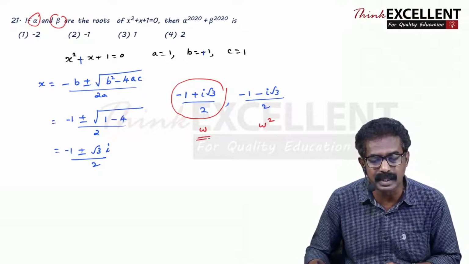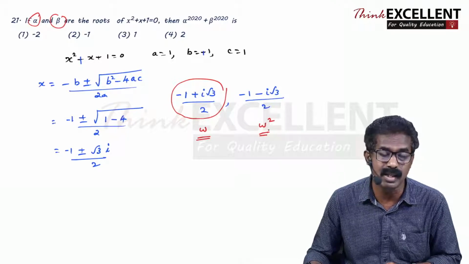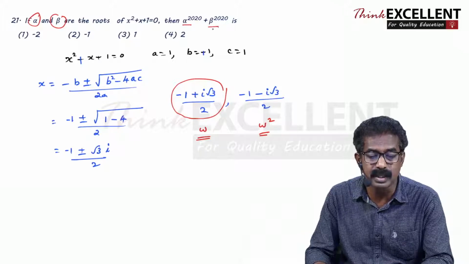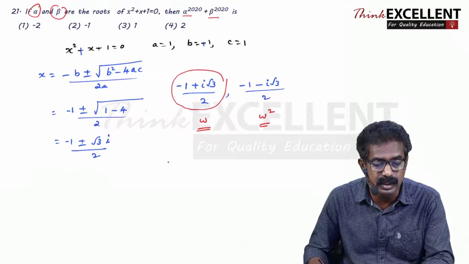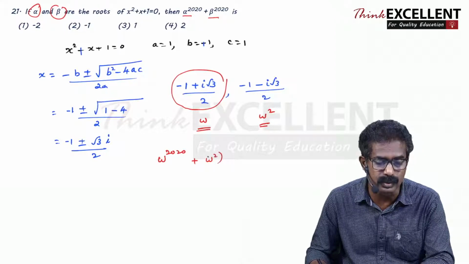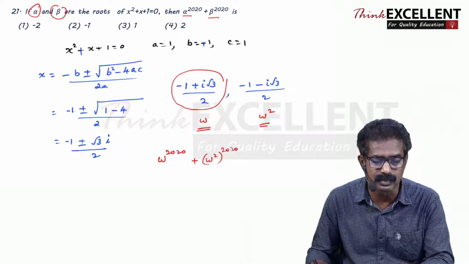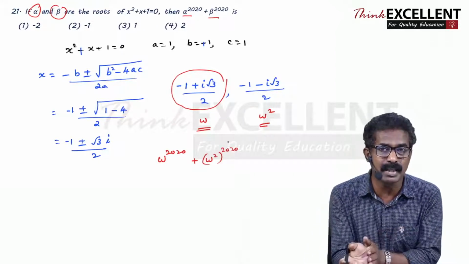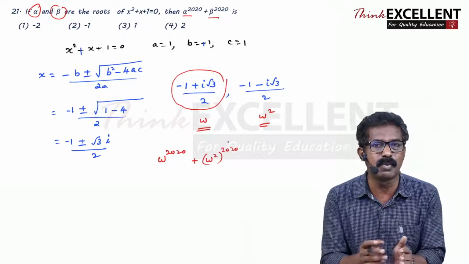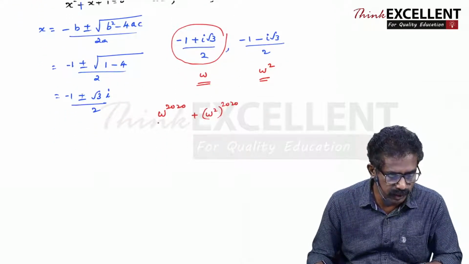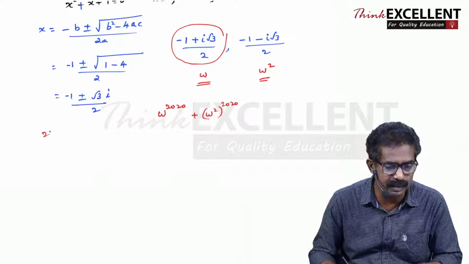Now we know omega and omega square are the roots. So instead of alpha, you write omega. For beta, you write omega square. So now the question reduces to omega raised to 2020 plus omega square raised to 2020. Hope you understood. Alpha and beta are the roots, but when we solved, we saw the roots are omega and omega square. So instead of alpha, you put omega, for beta, you put omega square. So omega raised to 2020. So that 2020 you divide by 3.